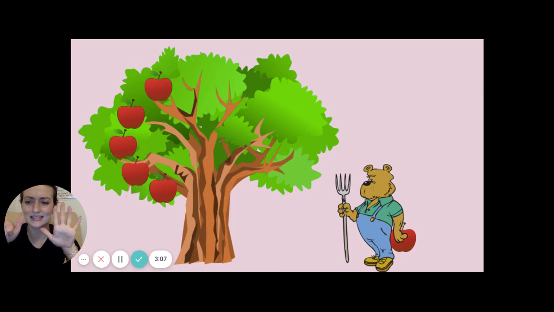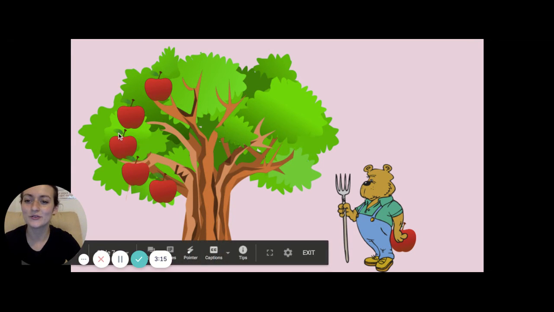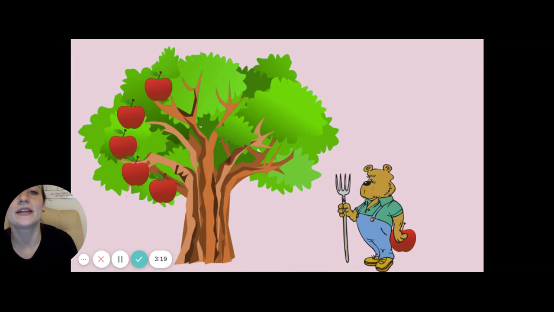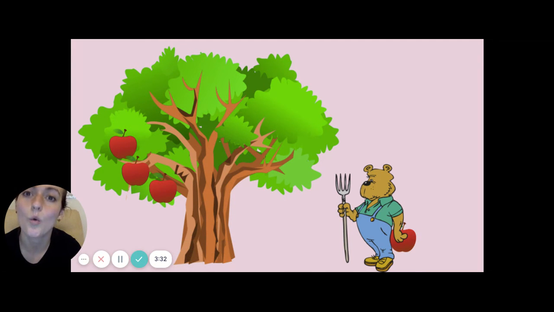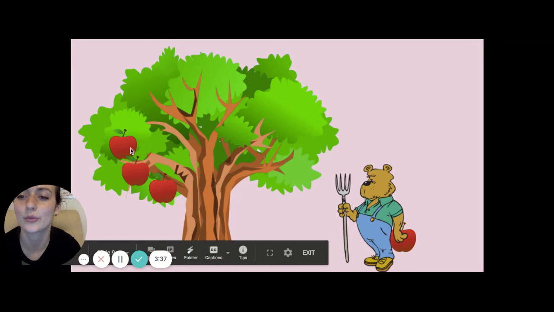What's 1 less than 6? If I have 6, 1 less than 6 would be 5. Let's double check. 1, 2, 3, 4, 5. Absolutely. But then he picked an apple again. And now we have 1 less than 5, which is 4. 1, 2, 3, 4. And then he picked another apple. And now he only has 1 less than 4, which is 1, 2, 3.